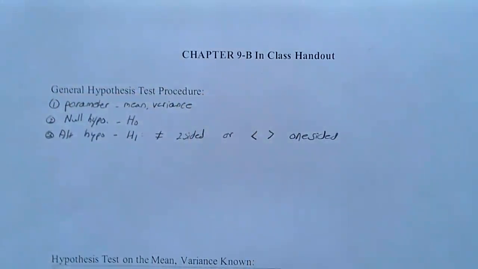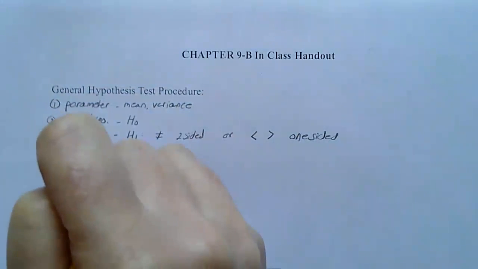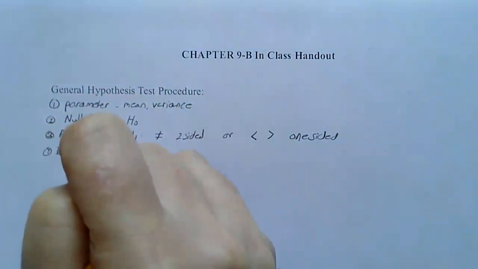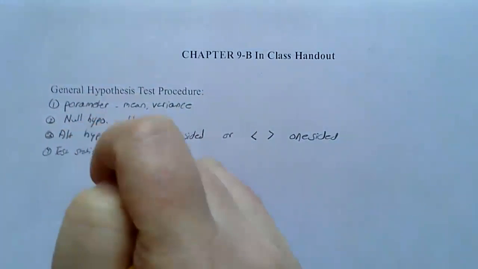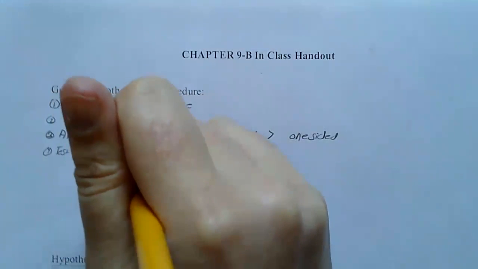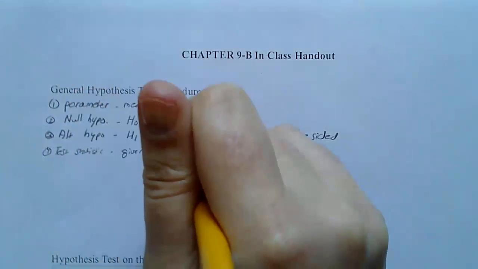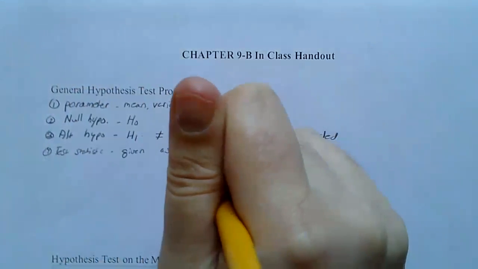So H0 is your null hypothesis. H1 can either be not equal for two-sided or less than or greater than for one-sided. Then you want to know your test statistic. And the test statistic is going to be given to you. So this is what we are comparing a p-value to. And so this is given. And it's almost always given as an alpha equal to a certain number.